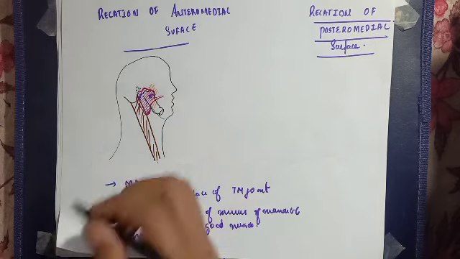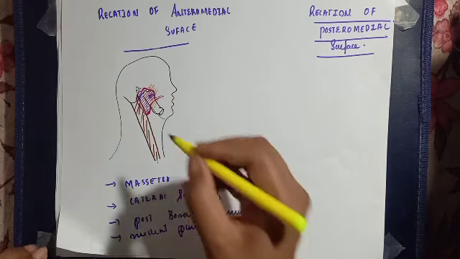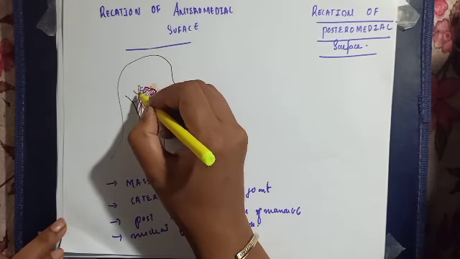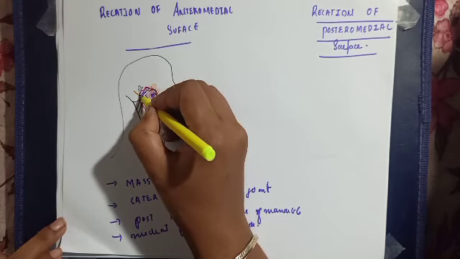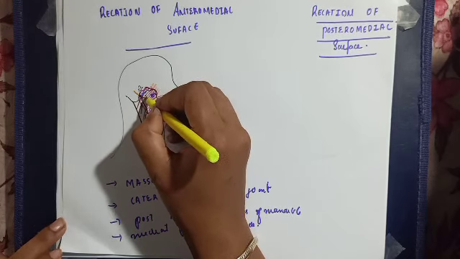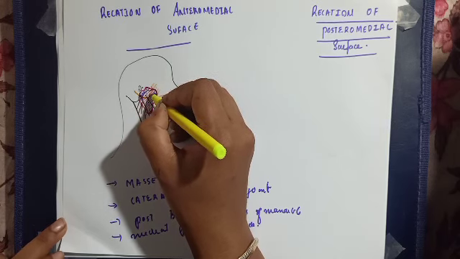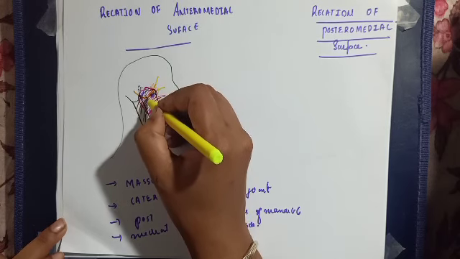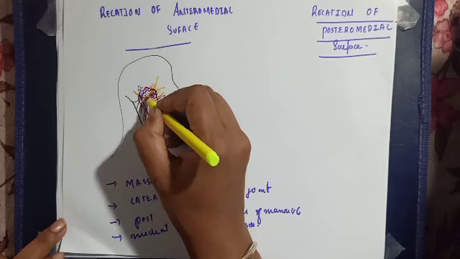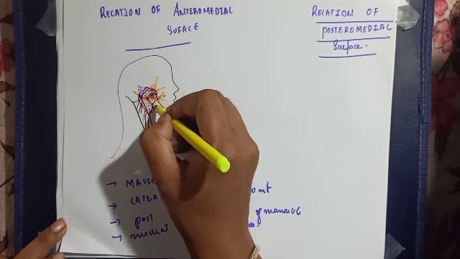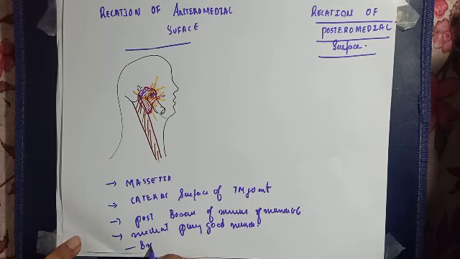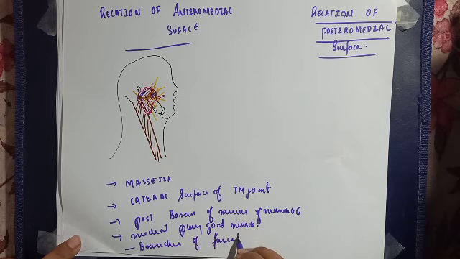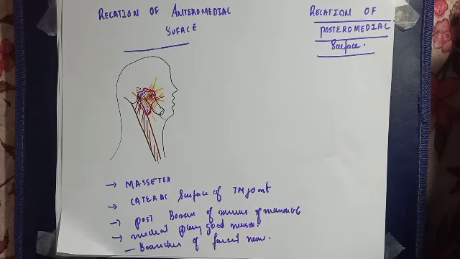And the emerging branches of the facial nerve are also related here. So the facial nerve passes into the gland from the posteromedial surface like this. From the posteromedial surface it is entering the gland, and near the anteromedial surface it gives out some branches like this. Okay. So the emerging branches of the facial nerve are also related here. So these are the relations of the anteromedial surface.